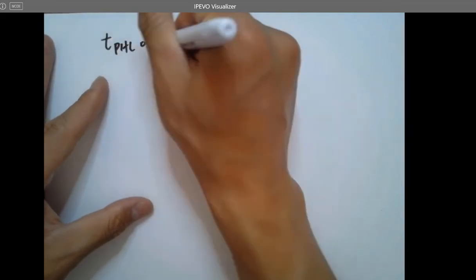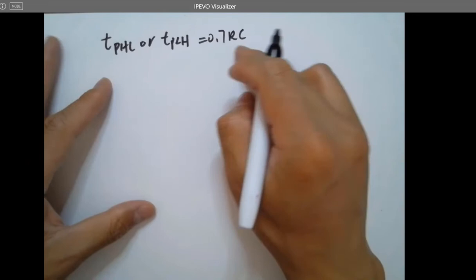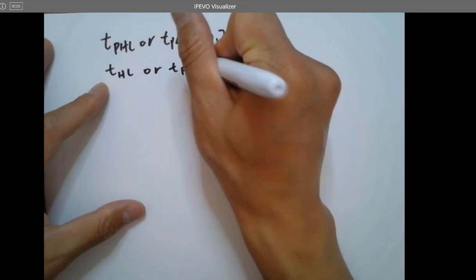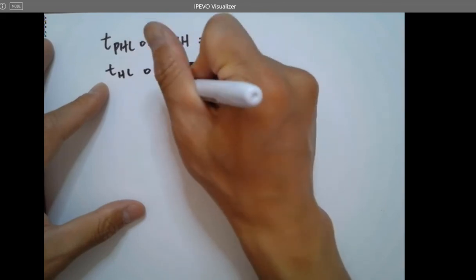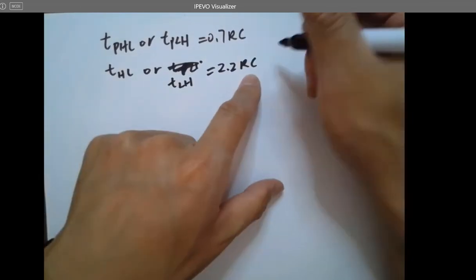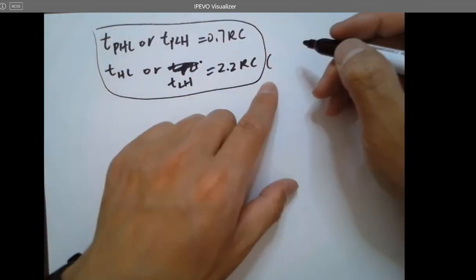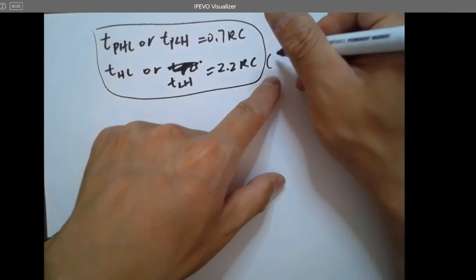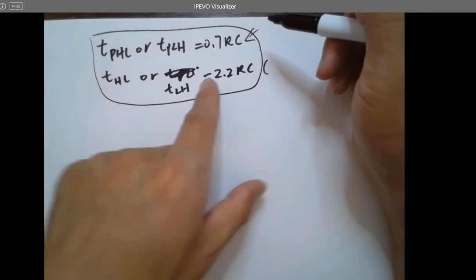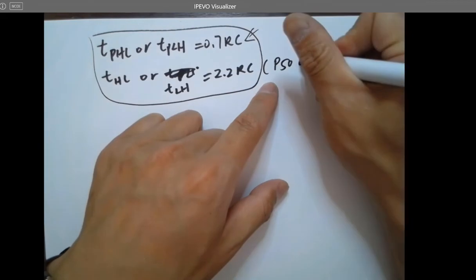TPHL or TPLH, the 0.7 RC, depends on what R and what C are. For TLH, these are 2.2 RC. So we just use the conclusions. I don't think it's derived from the textbook as well, but we derived this in circuit 1, so I don't want to do this again for this one. Just use 10% instead of 50%. So P50 is page 50 of the CMOS book.